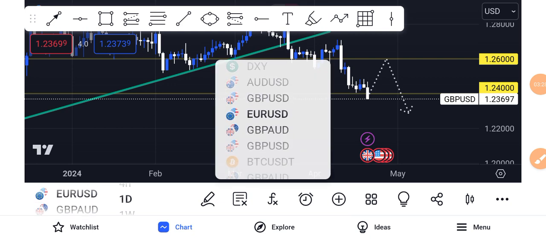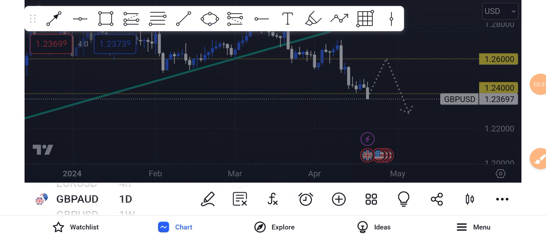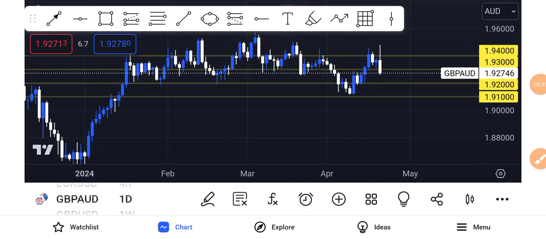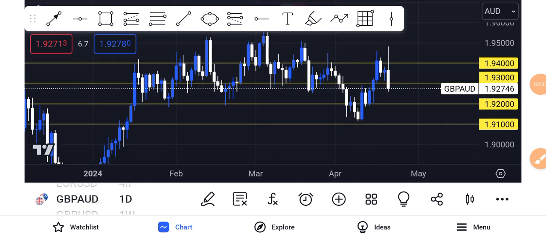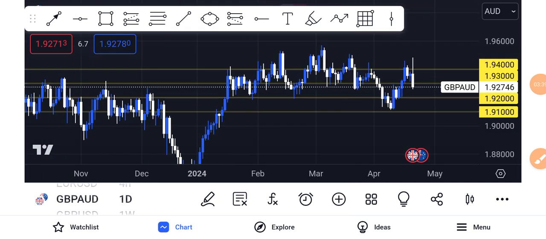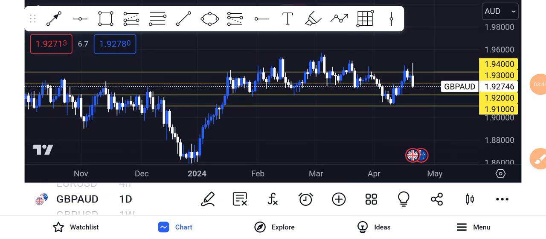Now I think we should go to GBP AUD to see what we have. On today's top down, we'll be handling three pairs: GBP USD, GBP AUD, and gold. Those are my favorite pairs, the pairs on my watch list that I trade regularly.